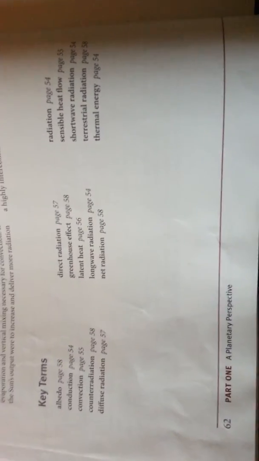The key terms we covered in this unit were albedo, conduction, convection, counter radiation, diffuse radiation, direct radiation, greenhouse effect, latent heat, long-wave radiation, which is terrestrial or Earth-related, net radiation, regular radiation, sensible heat flow, shortwave radiation, which is typically solar, terrestrial radiation, and thermal energy. And thermal energy is just heat. So we generally covered those.